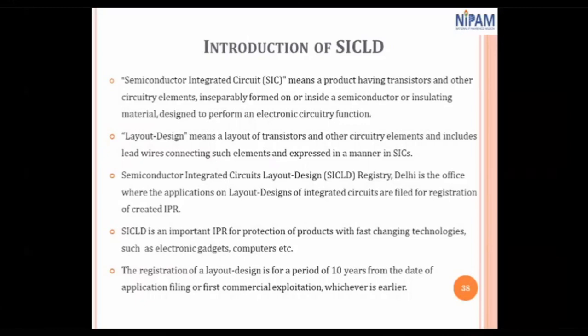These gadgets are using ICs or integrated circuits. These integrated circuits are basically silicon chips on which various components like transistors, capacitors and inductors are fabricated. The size of the chip is getting reduced and more and more components are getting added. So there needs to be an IP that is protecting the basic fabrication of these ICs. Therefore, this problem led to the development of a new type of IPR, which is SICLDs.